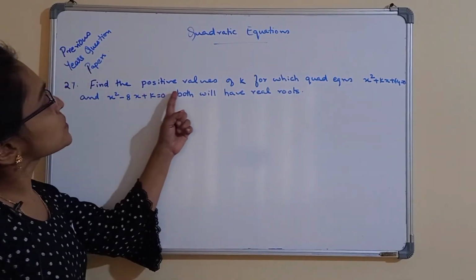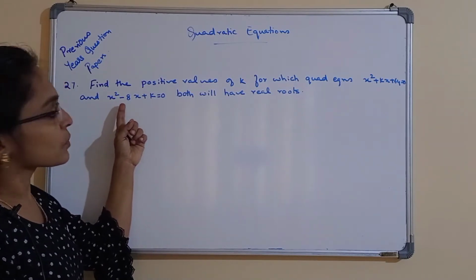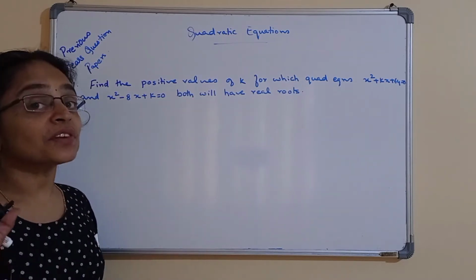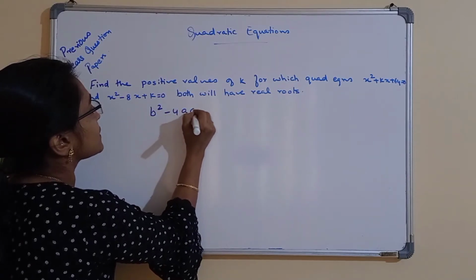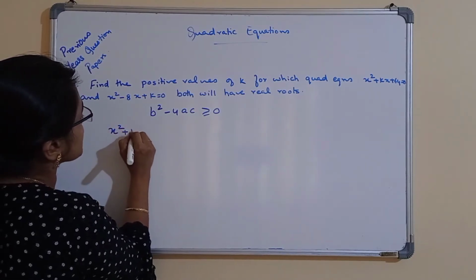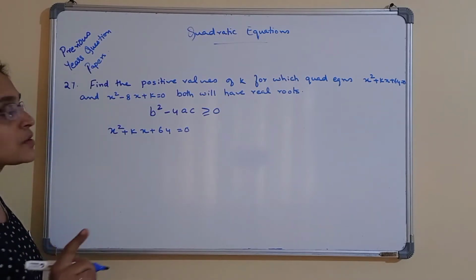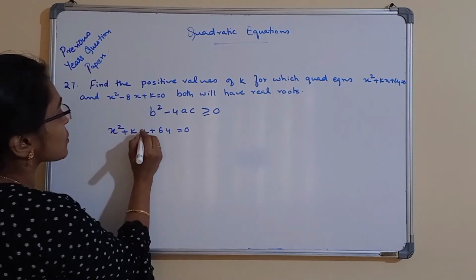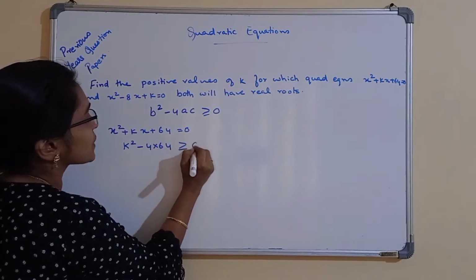Next one, find the positive values of k for which the quadratic equations x square plus kx plus 64 equal to 0 and x square minus 8x plus k equal to 0 both will have real roots. Real roots means b square minus 4ac will be greater than or equal to 0. Okay, so for the equation x square plus kx plus 64 equal to 0, b square minus 4ac greater than or equal to 0 means k square minus 4 into 64 greater than or equal to 0.